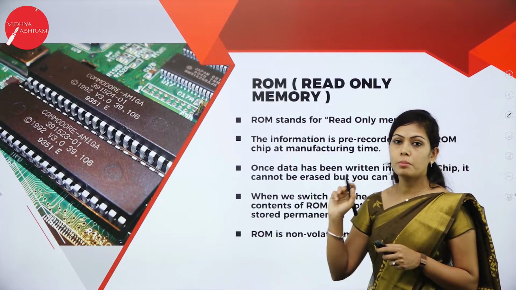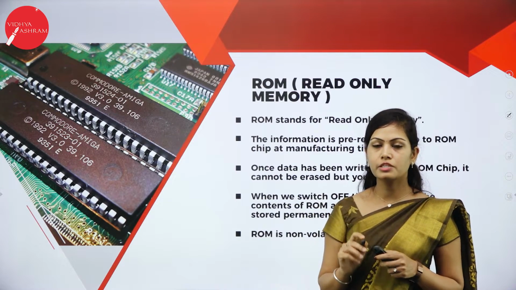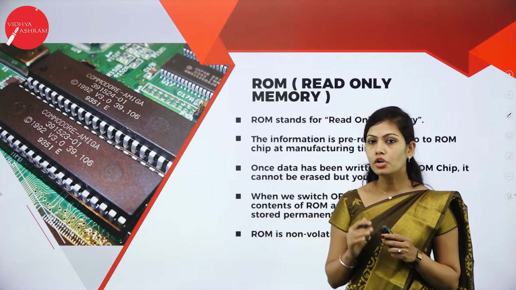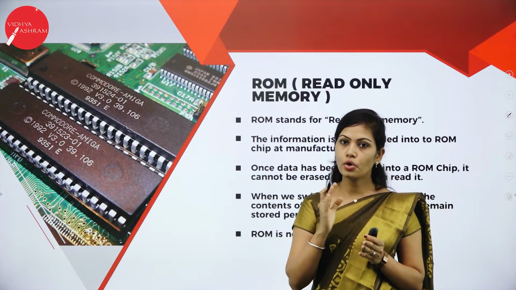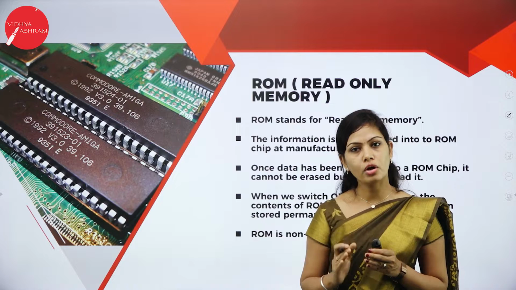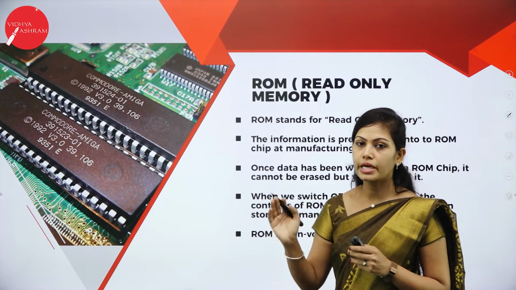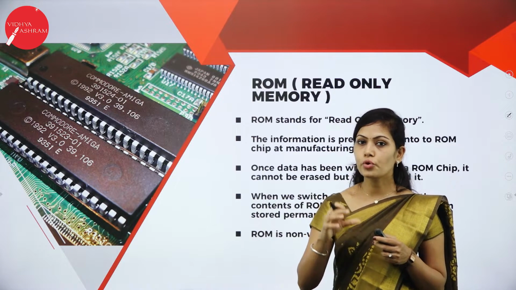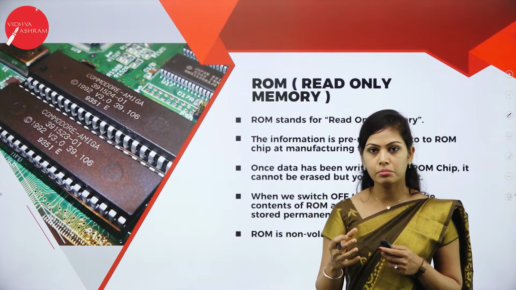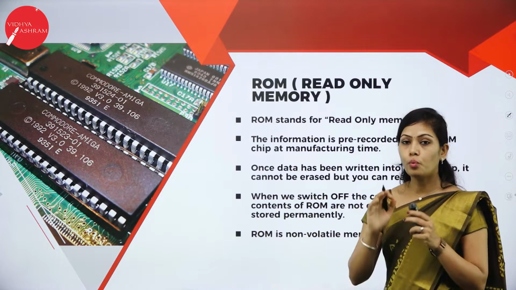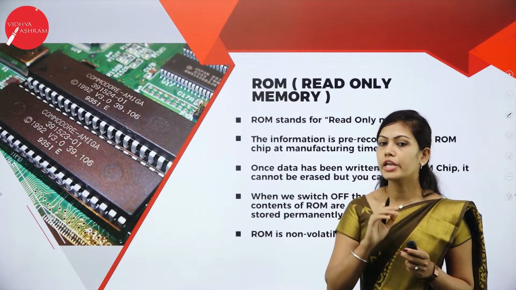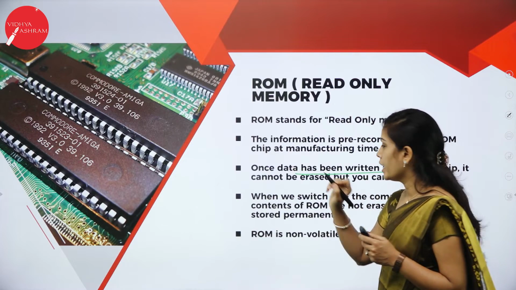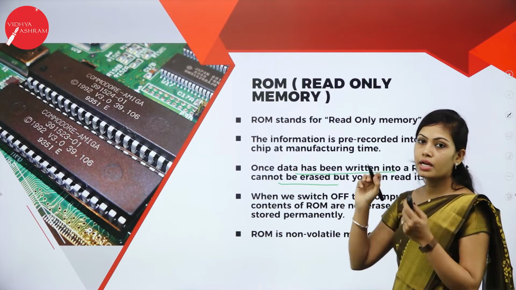And next is ROM, read only memory. ROM stands for read only memory. ROM is a permanent memory. It is non-volatile memory. RAM is a volatile memory and ROM is a non-volatile memory. It is one of the types of primary memory. How is the data stored in ROM? The information is stored in ROM at the manufacturing time. So it is permanent memory. Once data has been written into the ROM chip, it cannot be erased, but you can read it.